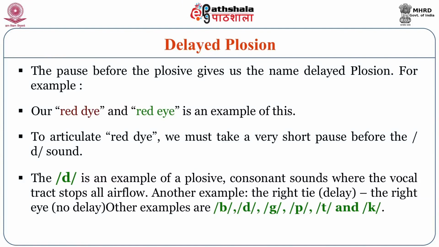If we say "red eye," there is no need of any other gap. So this is called plosive: consonant sounds where the vocal tract stops all airflow. Another example, "the right eye," both the T's are there, "right eye" or "the right eye." So no delay. Other examples are b, d, g, p, t and k sounds.